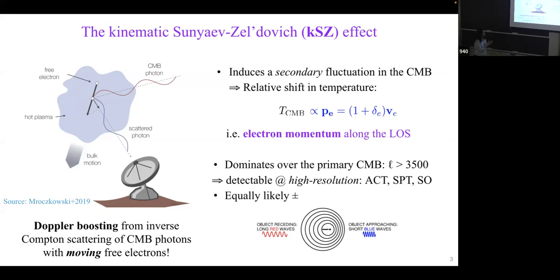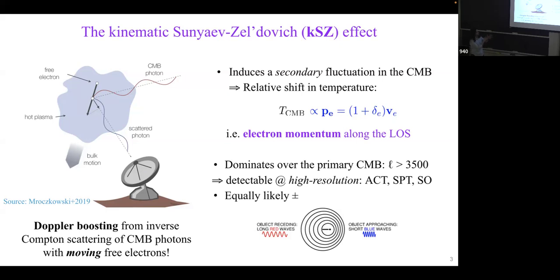Okay, and the kSZ effect starts dominating over the primary CMB at small scales, so above multipoles of around 3,500 or 4,000, which means that the kSZ effect becomes detectable when you have high resolution CMB data, which we now have from the Atacama Cosmology Telescope, or ACT, SPT, and now the Simons Observatory, which has just started operations. So we will be getting good quality, high resolution CMB data from these telescopes.